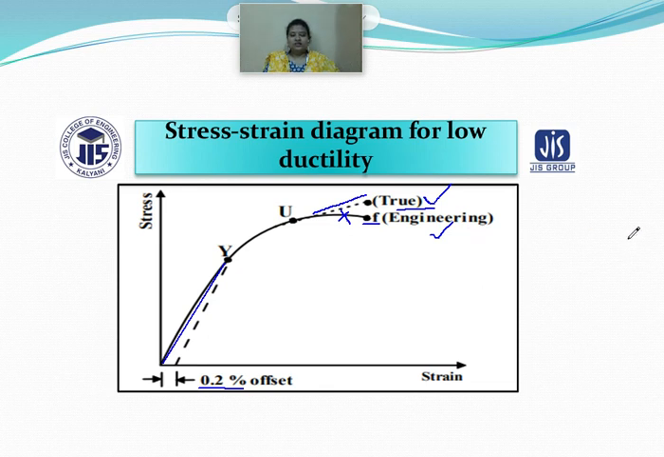Here you can see particularly that the upper yield point and lower yield point have not been shown, and to a certain limit we have the elastic range as well as the plastic range, which has been determined to know the stress strain diagram for ductile material. So you can see this is also there.